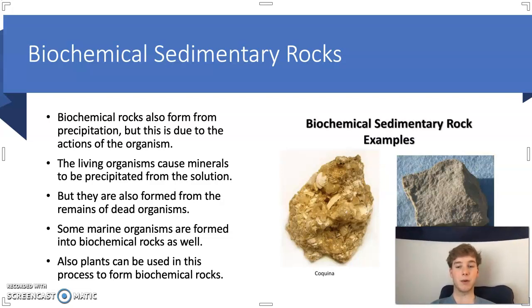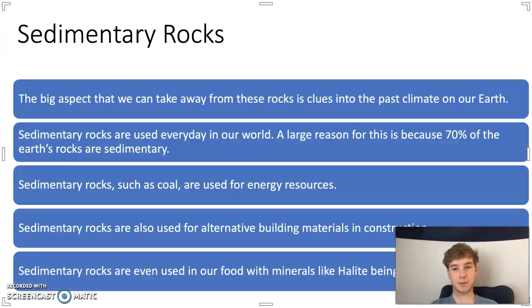And then some marine organisms are formed into biochemical rocks as well, like shellfish. They get their shells from what is like a sedimentary rock. Also, plants can be used in the process to form these rocks as well. So the big takeaway from sedimentary rocks is that these rocks give clues and hints to what the past climate on Earth was like, and we can take clues from that and learn for the future.